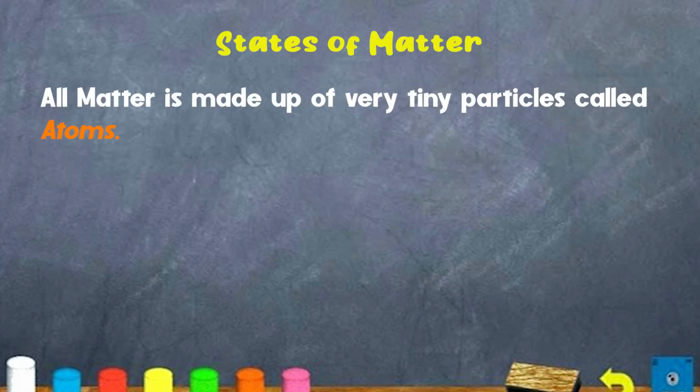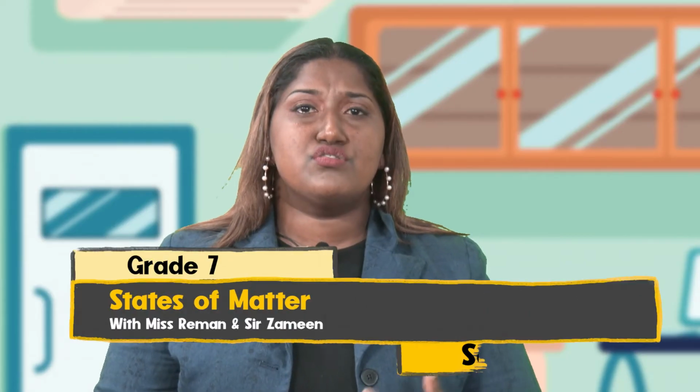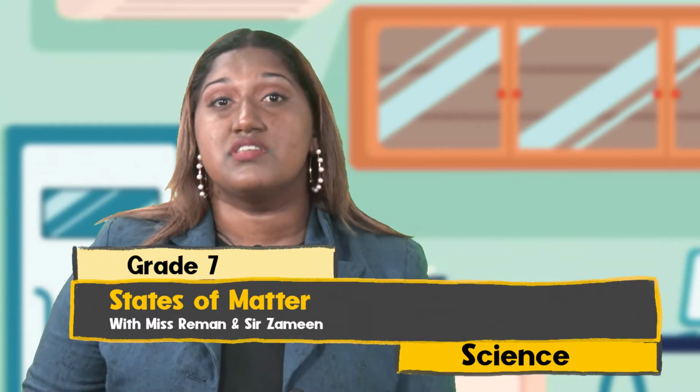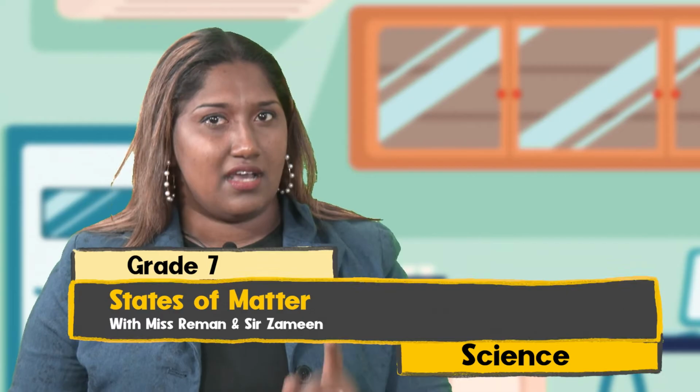Now, all matter is made up of very tiny particles called atoms. Atoms join together to form larger particles called molecules. Now, atoms are so tiny that we cannot even use a microscope to see them. So you can imagine how tiny atoms are.